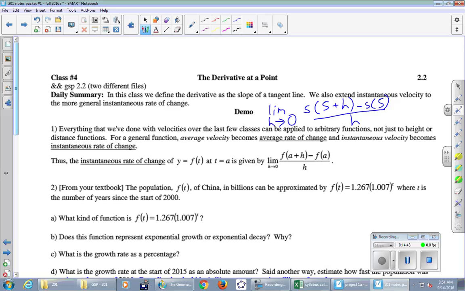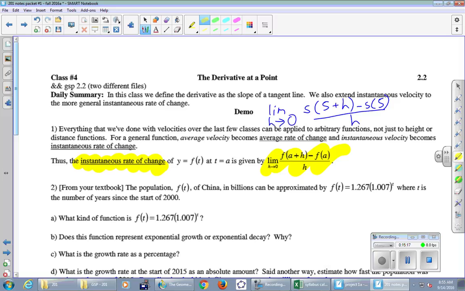We can change it so that it's not an s function. s typically stands for height or position. We can just make it a generic f, any old function, not necessarily related to movement. And then the 5 can be any old number. It is a in this case. Notice that the two a's are the same there. Those are the 5s. And then the h is just h, and we always send h to 0. Okay? So that right there, I'll highlight it here, that right there is the instantaneous rate of change at a particular number a.